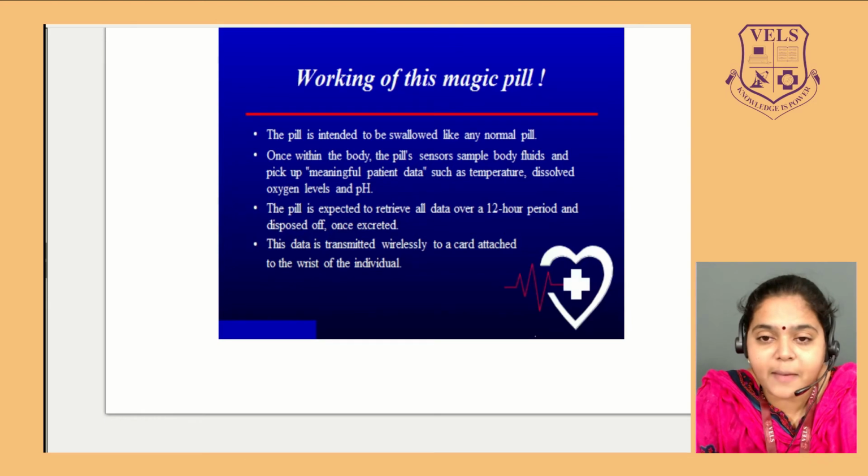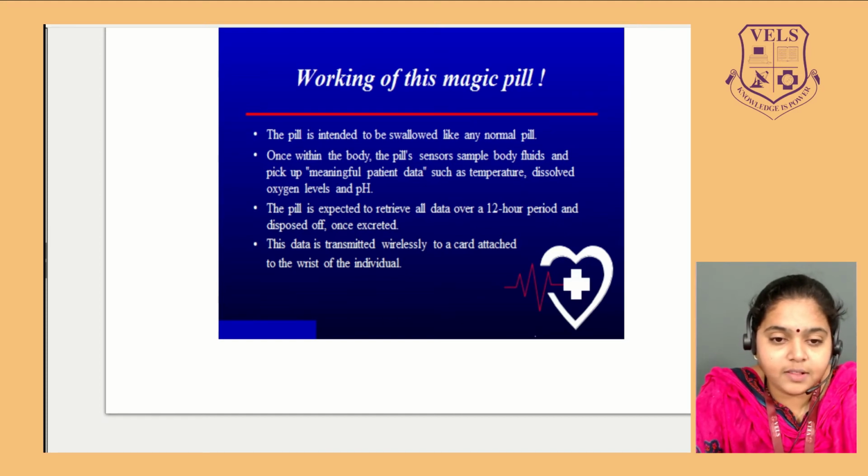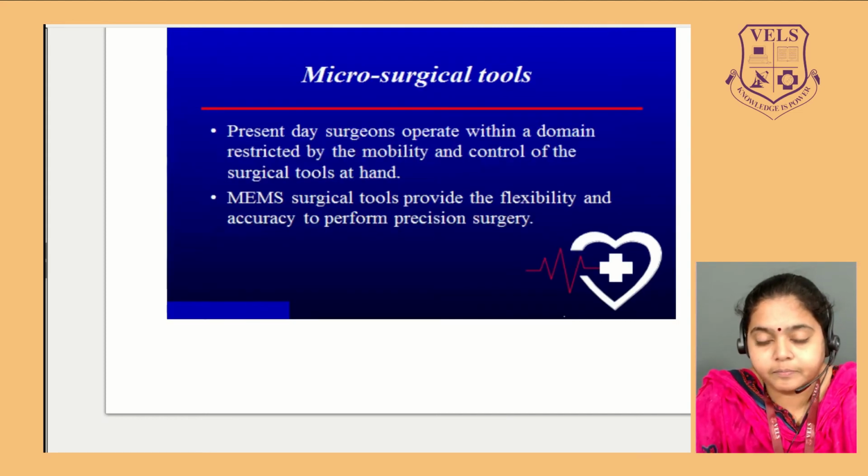So we'll see how this magic pill works. It is swallowed like any normal pill, and once it enters the body, the pill will sense the sample body fluids and pick up some meaningful parameters such as temperature, dissolved oxygen levels and pH level. The pill is expected to retrieve all data over a period of 12 hours and it is disposed once it is excreted. This data is transmitted wirelessly to a cord attached to the wrist of the individual.